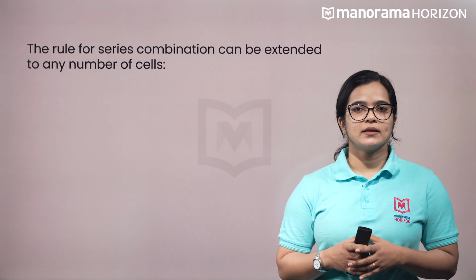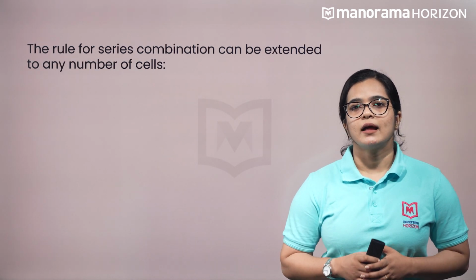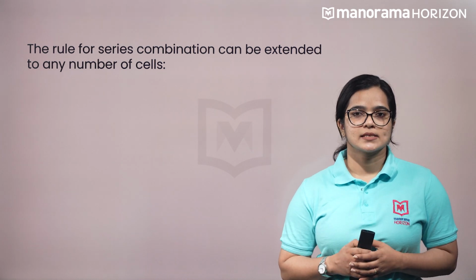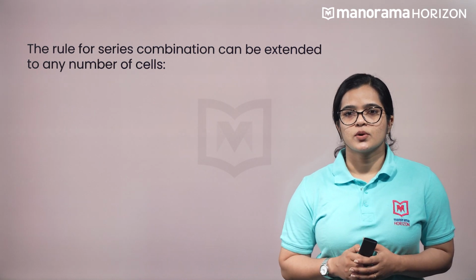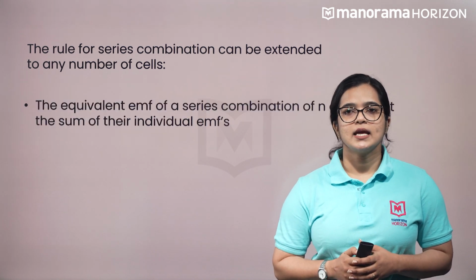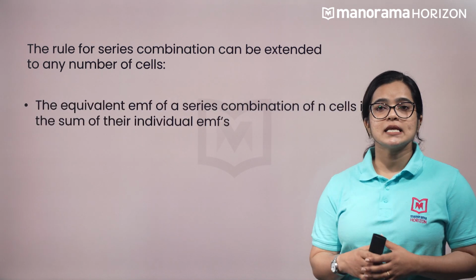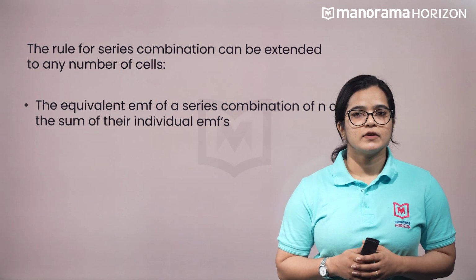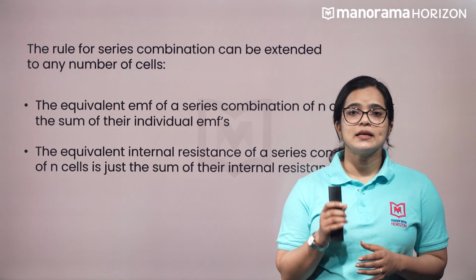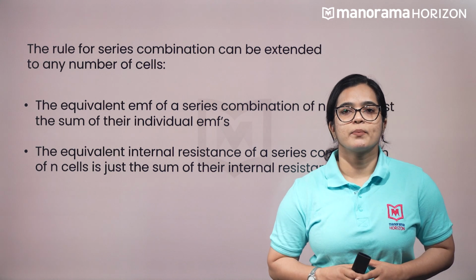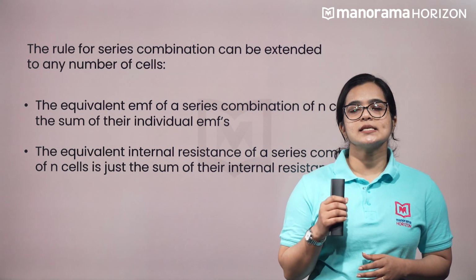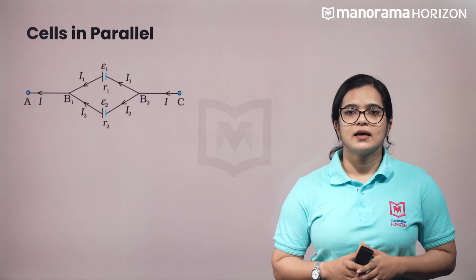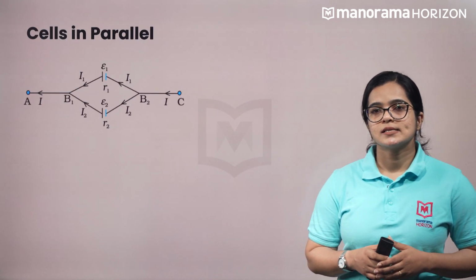Thus, we have obtained the equivalent EMF and resistance, and the rule for series combination can be extended to any number of cells, say n number of cells. We can conclude that the equivalent EMF of a series combination of n cells is just the sum of their individual EMFs, and the equivalent internal resistance of a series combination of n cells is just the sum of their internal resistances. Now, let us consider a parallel combination of the cells.